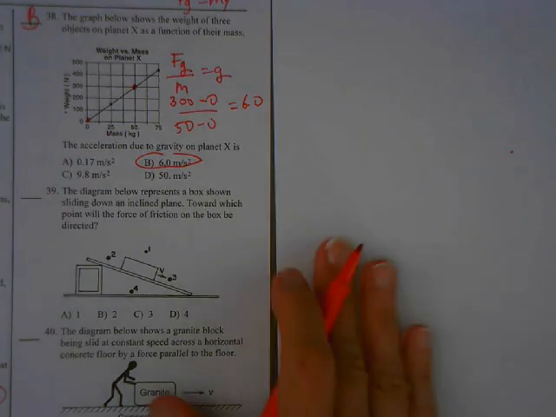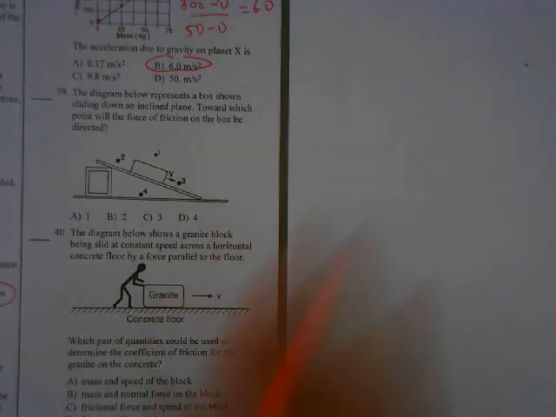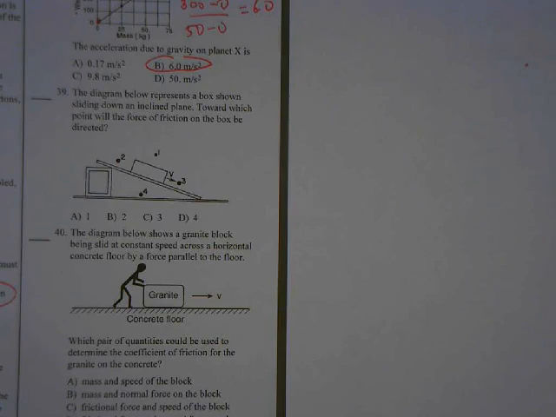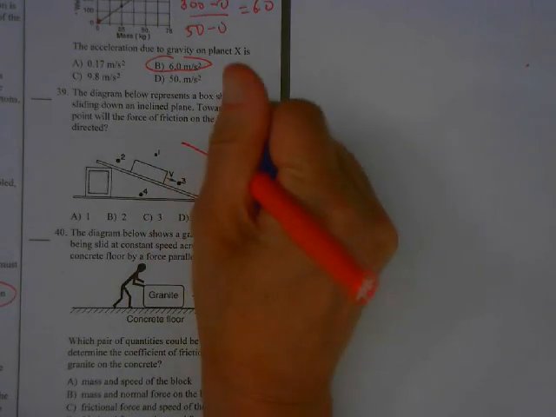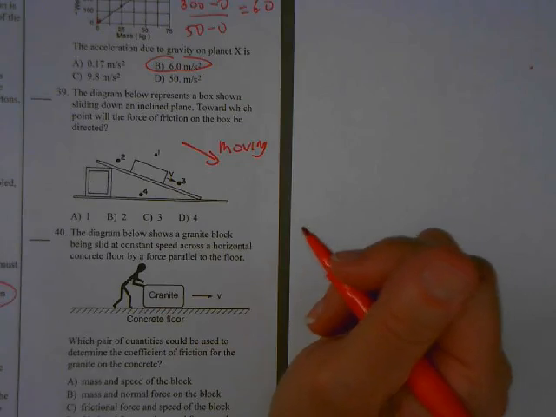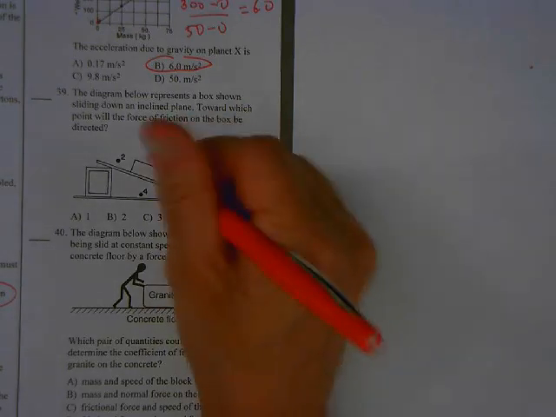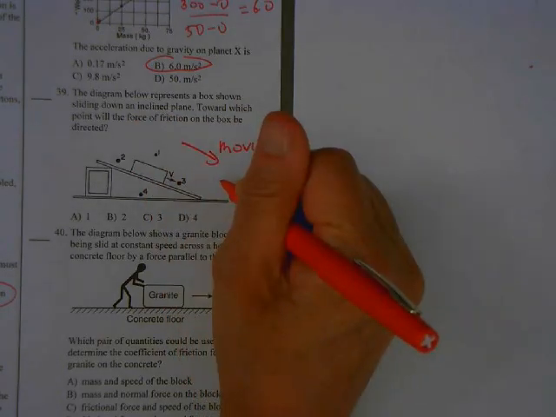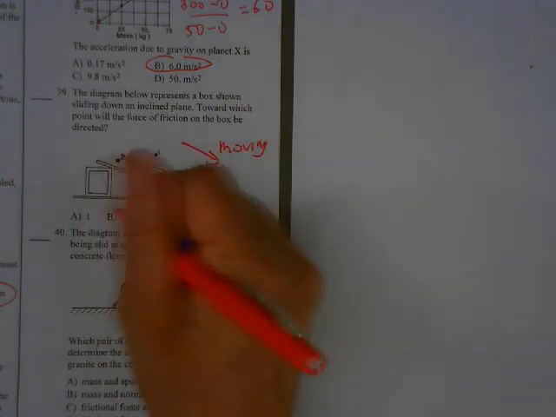All right, number 39. The diagram below represents a box shown sliding down an inclined plane. Toward which point is the force of friction? If it's moving this way, friction always acts in the opposite direction. So if it's moving parallel to the surfaces in contact, friction's going up the incline, which is B.